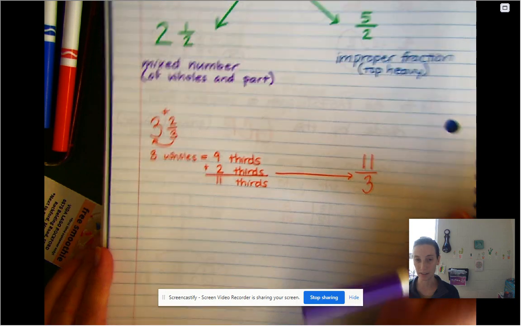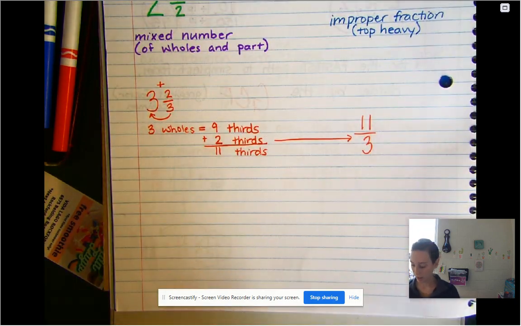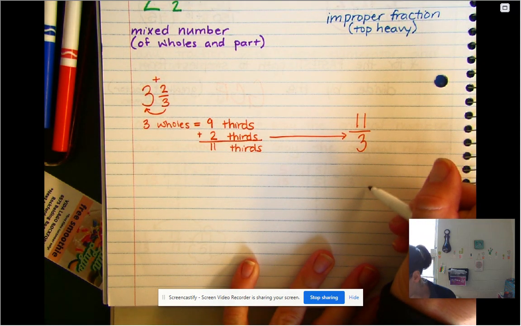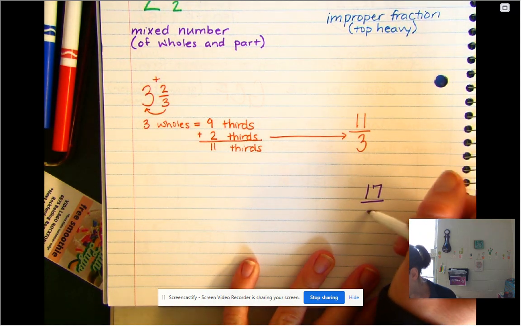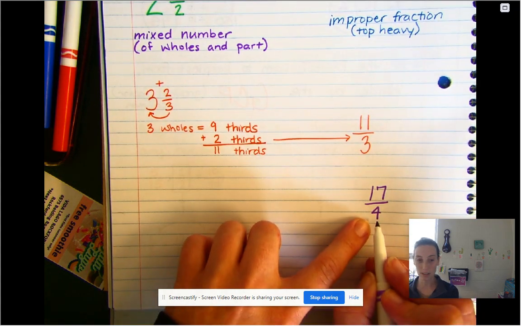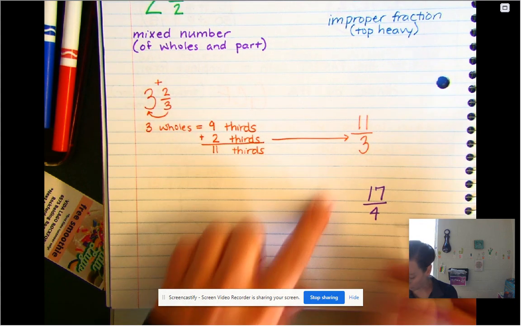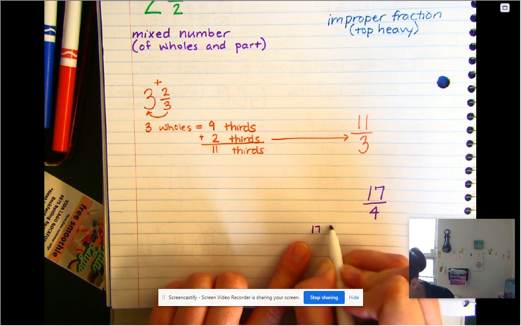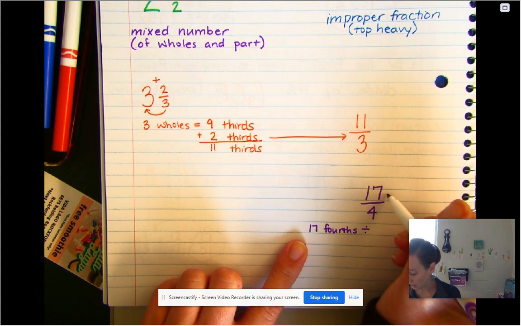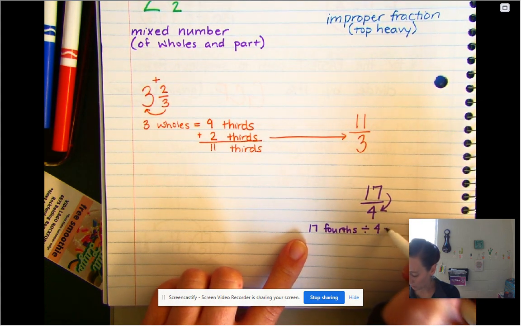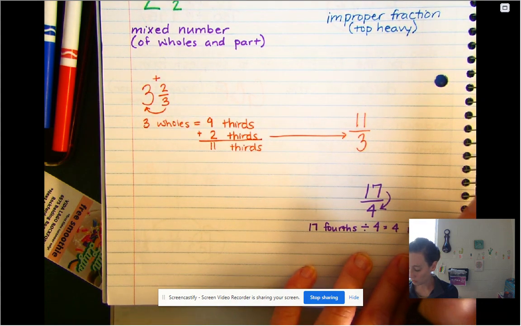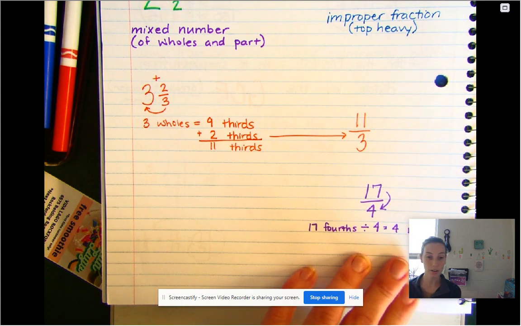Let's say I have the opposite. I start with an improper fraction. So if I have 17/4, and I want to know how many wholes I would have, I say, okay, there's 4 pieces in a whole, and I have 17/4. I'm going to divide it by the denominator. Divide it by 4 equals 4 wholes, and I have 1 remainder.